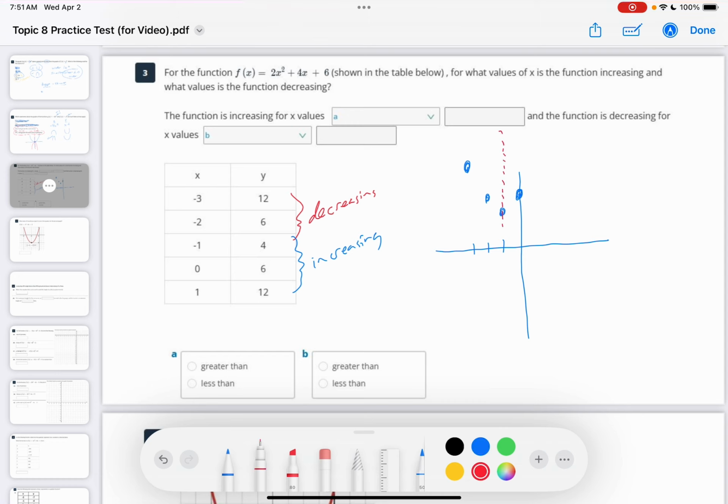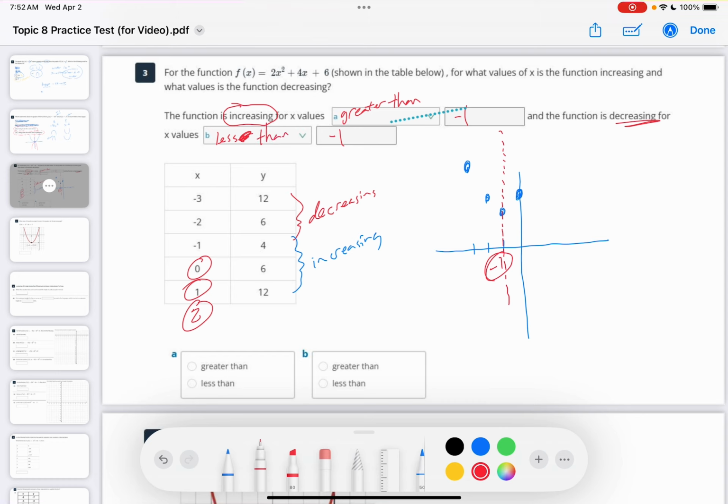So my axis of symmetry was sitting at negative 1. That's going to tell me that negative 1 is the number where we're going to change direction. Now, where are we increasing? We're increasing when the values of x are greater than negative 1, right? 0, 1, 2, and so on. Where are they decreasing? For those values that are less than negative 1.